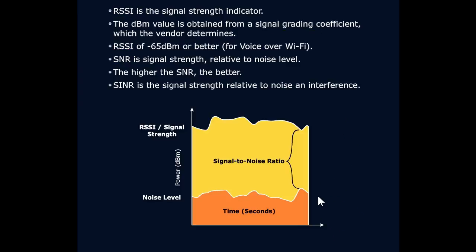If I had a value here of maybe only, maybe this was negative 80, and my signal was still at negative 65, well, that's only a difference of 15, which means that a lot of the signal that I'm receiving is going to be noise. And therefore, it's going to be difficult to interpret. I'm going to have more errors, and it's not going to be quality signal as I'm receiving it.